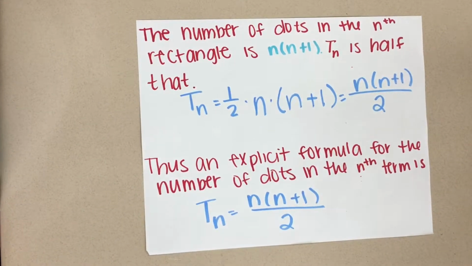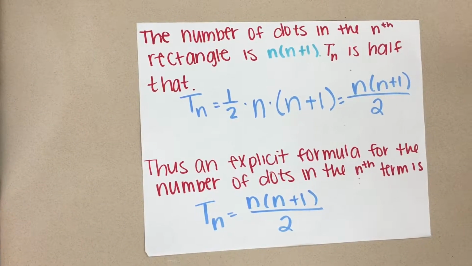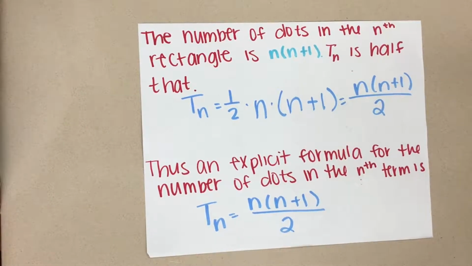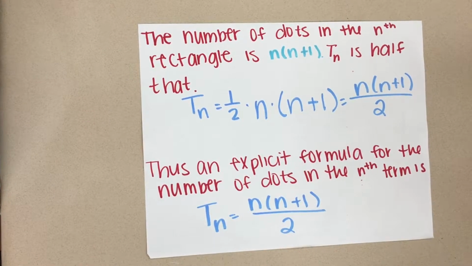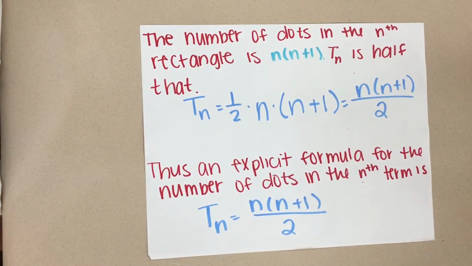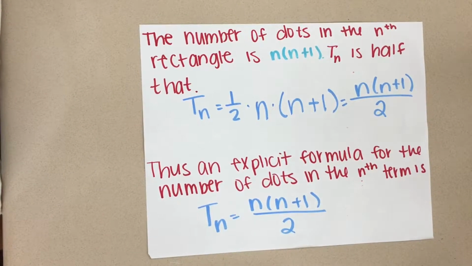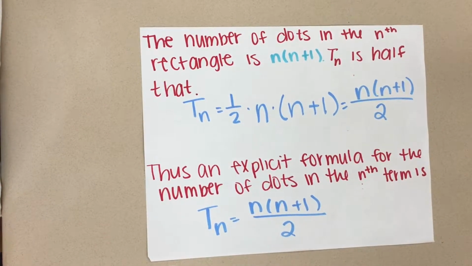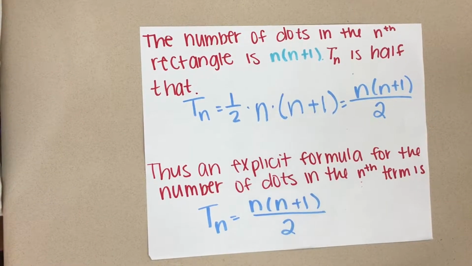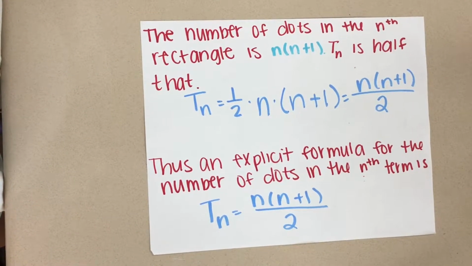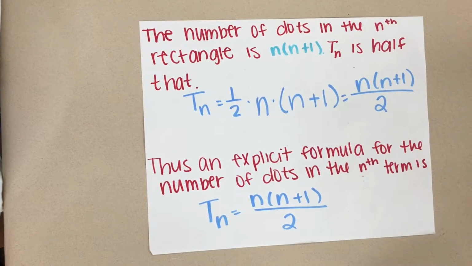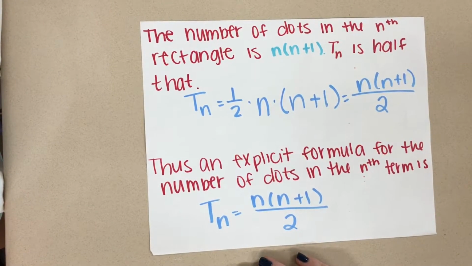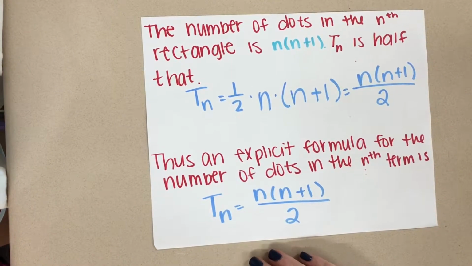The number of dots in the nth rectangle is n times (n plus 1). Tn is half that. Tn equals 1/2 times n times (n plus 1), which equals n(n plus 1) over 2. Thus, an explicit formula for the number of dots in the nth term is Tn equals n(n plus 1) over 2.